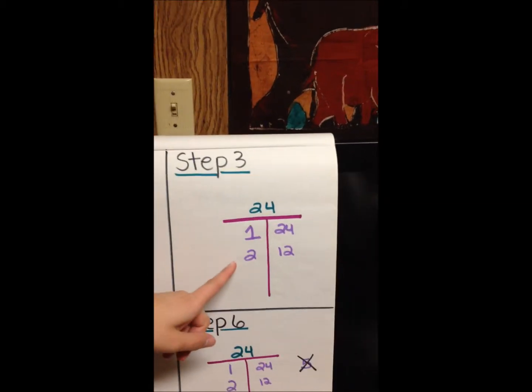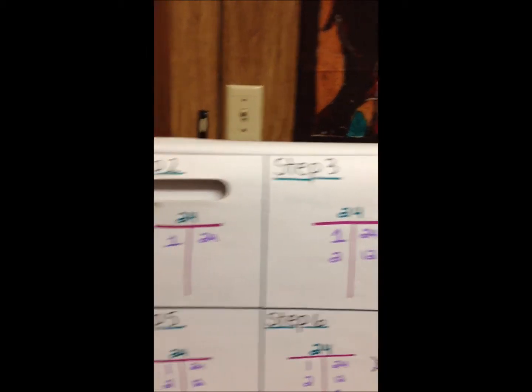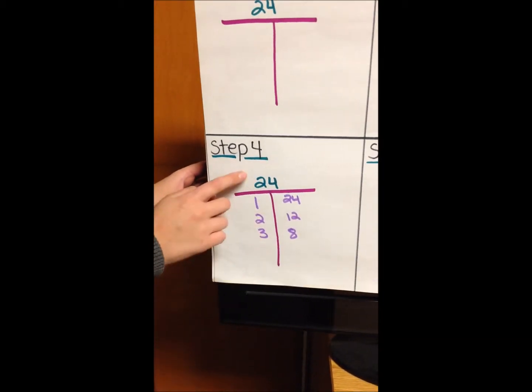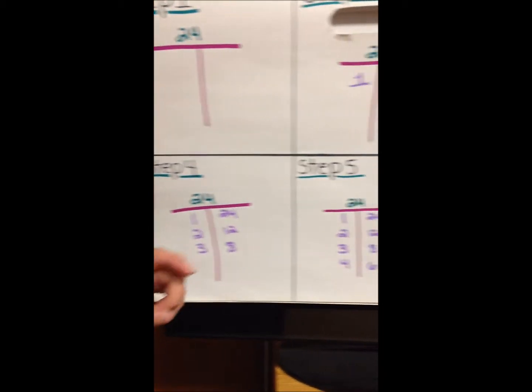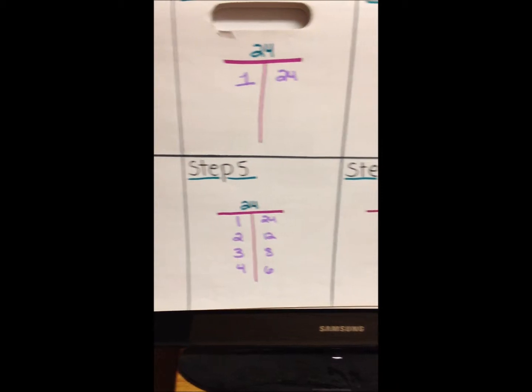So let's try the number 2. 2 times 12 equals 24. Alright, now write your 3. 3 times what equals 24? 8. So let's write our 8. Here we have 4 times 6 equals 24.